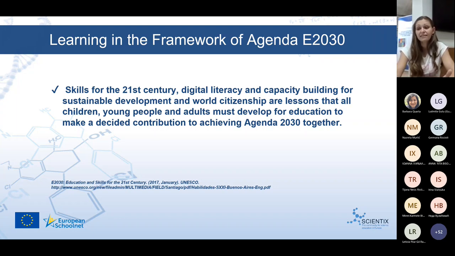And as it's stated in the Education and Skills for the 21st Century UNESCO report, Skills for the 21st Century, Digital Literacy and Capacity Building for Sustainable Development and World Citizenships are lessons that all children, young people, adults must develop for education to make a decided contribution to achieving the Agenda 2030 together.